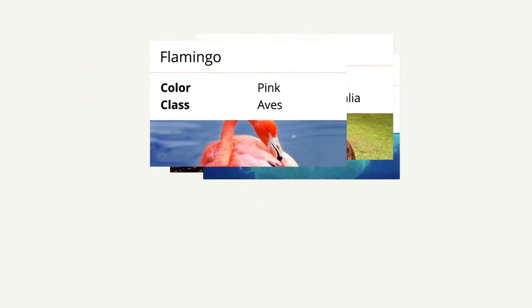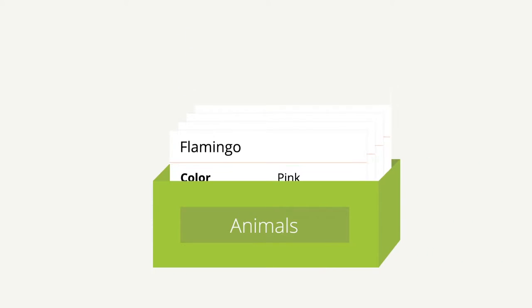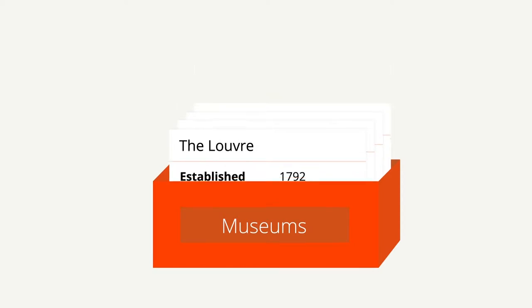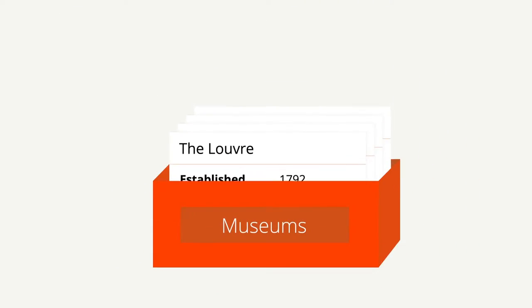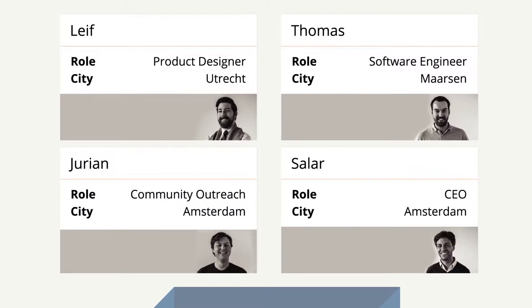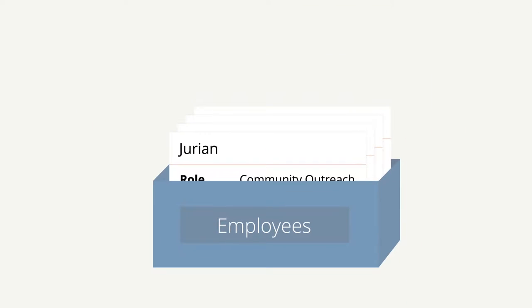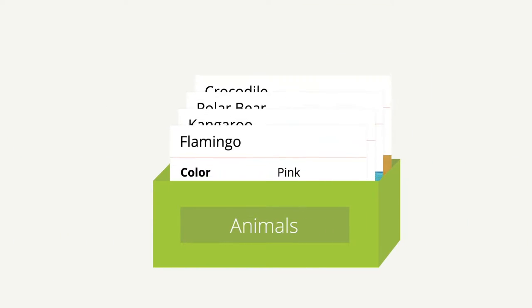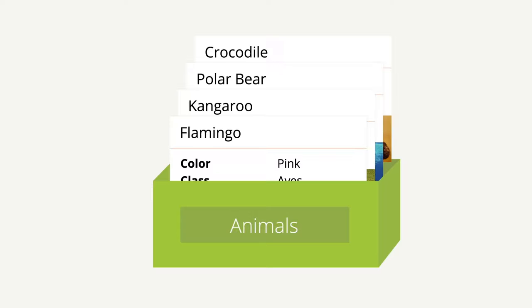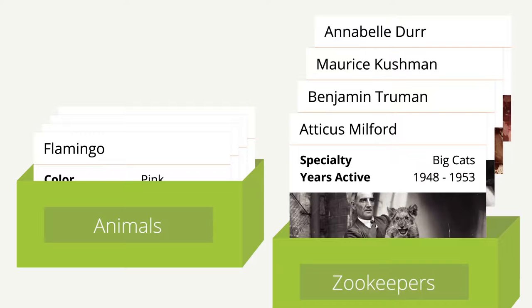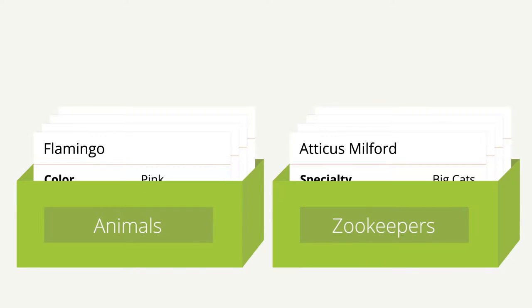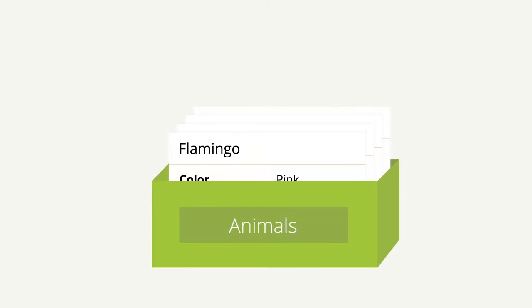To keep things organized, data cards are grouped into collections. In a silk about Paris, there might be a collection of museum data cards. Or, in a company directory, there might be a collection of employee data cards. In our San Diego Zoo silk, we have a collection of animal data cards. You can, of course, have multiple collections in the same silk, as in this zookeeper collection. But let's just focus on the one for now.